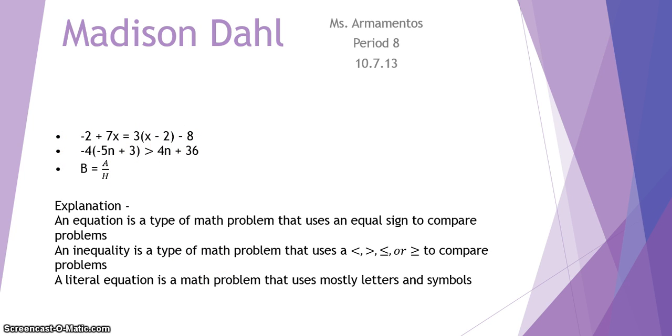The difference between inequalities, equations, and literal equations is that inequalities use less than, greater than, less than or equal to, or greater than or equal to to compare problems. Equations use equal signs to compare problems, and literal equations mostly use letters and symbols.